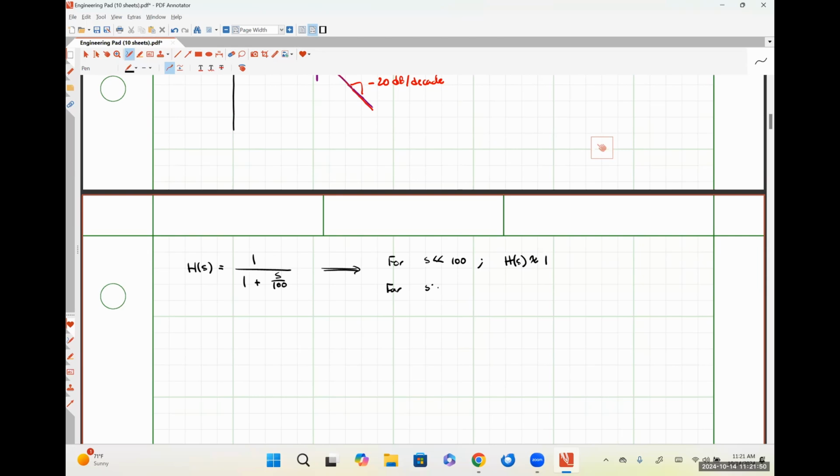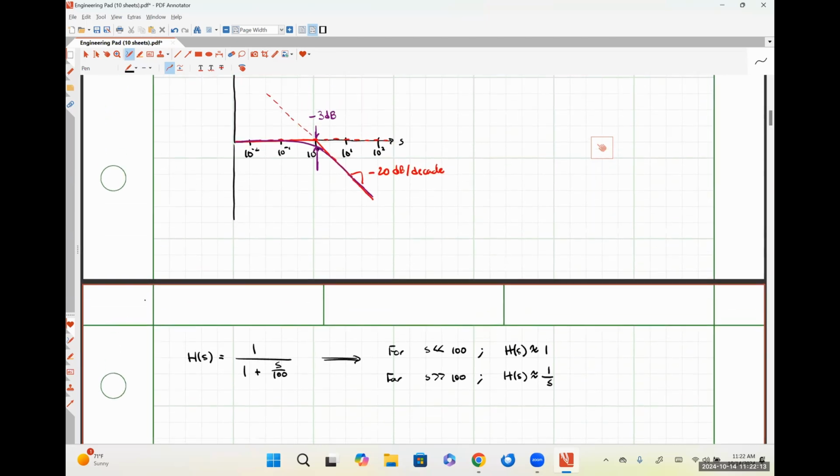And for s much greater than 100, what does this look like? Getting close to 1 over s again, right? So what's that going to do to our Bode plot? It's just going to shift this to the right to where our pole frequency is now at 100 radians per second. The graph is going to look exactly identical, except that it's slid over, right?